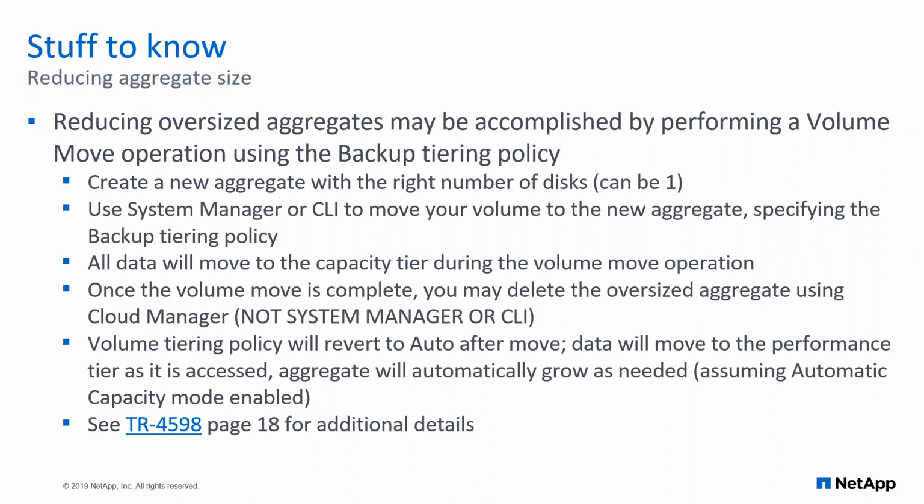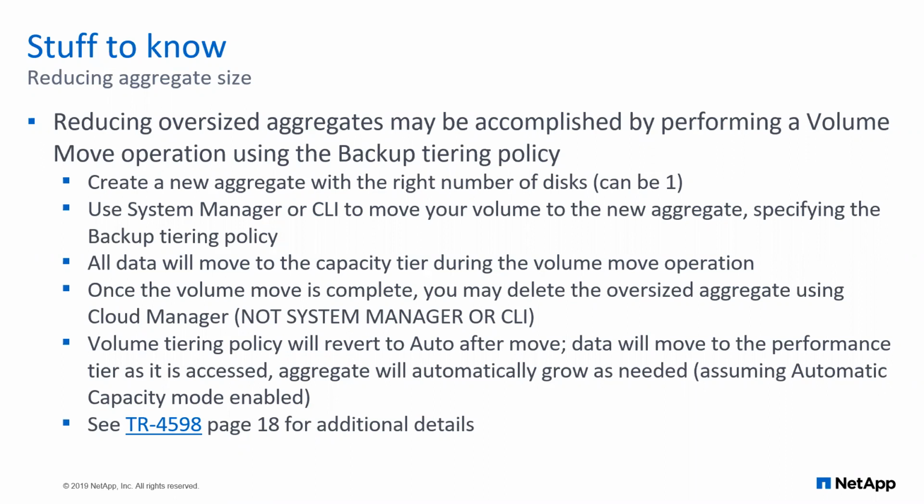So create a new aggregate using Cloud Manager with the right number of disks for your use case. And if this is a cold storage situation where you're just not going to need to access this data, you can use one disk. That's perfectly fine. Not a big deal. So once you've got your new aggregate created, you then use System Manager or the CLI. Unfortunately, we don't have this functionality in Cloud Manager to move your volume to the new aggregate. And during that volume move operation, you'll actually have the option to specify a tiering policy. Choose the backup one. That'll automatically put all that data into the capacity tier as the volume moves.